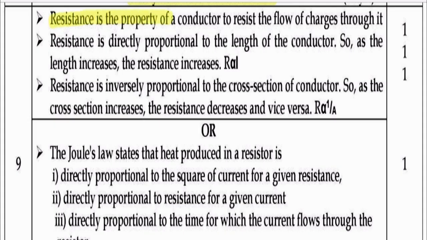Resistance is the property of a conductor to resist the flow of charge through it. Resistance is directly proportional to the length of the conductor. So as the length increases, resistance also increases. Resistance is inversely proportional to the cross section of the conductor. So as the cross section increases, the resistance decreases, and vice versa.